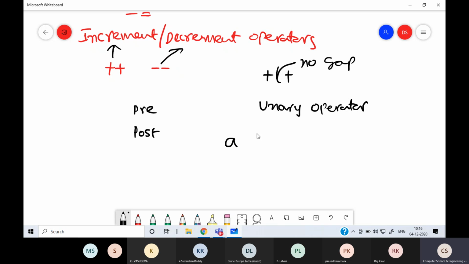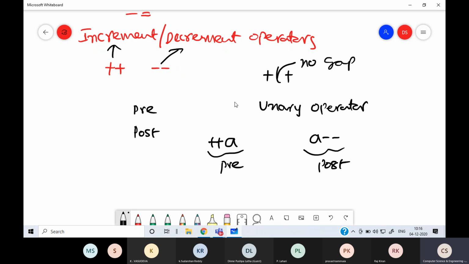Now, suppose I take A as the operand, and if I use the operator before it, it is pre-increment. If I use the operator after it, it is post-increment or decrement. So this is pre-increment, and this is post. If you use the increment or decrement operator before the operand, then it is pre. When the operator is used after the operand, then it is post. So what is the difference we are going to see?